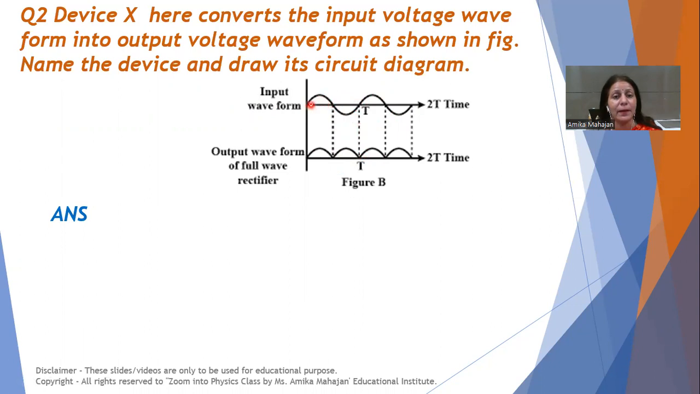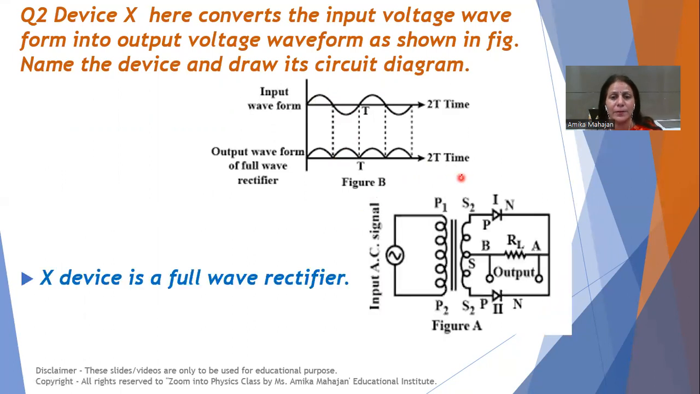So what happens here? Both cycles of AC are being converted into DC. That is why it is known as full wave rectifier. So this device is full wave rectifier. Now we have to draw its circuit diagram. Here two diodes will be used. This is the transformer. One diode D1, second diode D2. To upper end of secondary, D1 is connected, to lower end, D2 is connected, and both N ends are connected to RL. A end of RL and B end is connected to center of secondary of transformer.